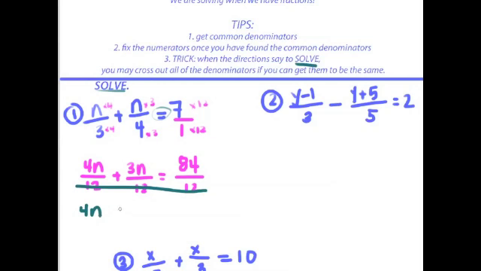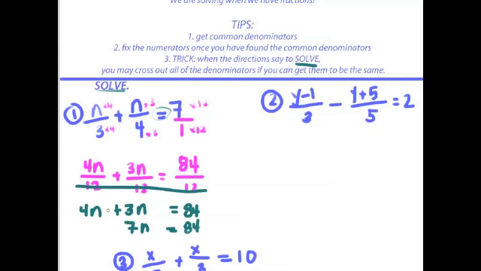Again, remember the crossing out thing only works if the directions say solve. Okay, and now this just becomes chapter 1 or chapter 2 problems. Combine like terms on the left side. 4n plus 3n is 7n equals 84.